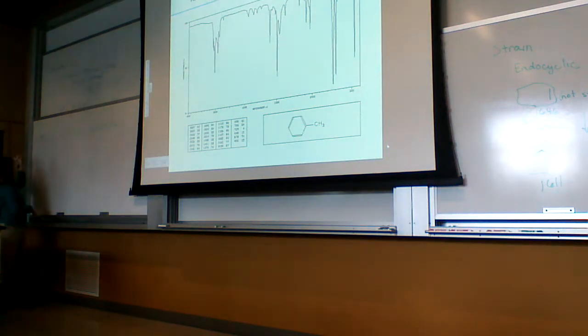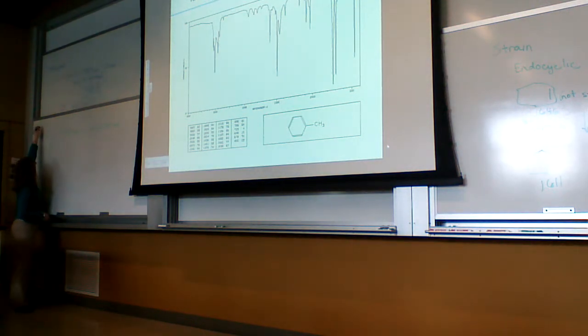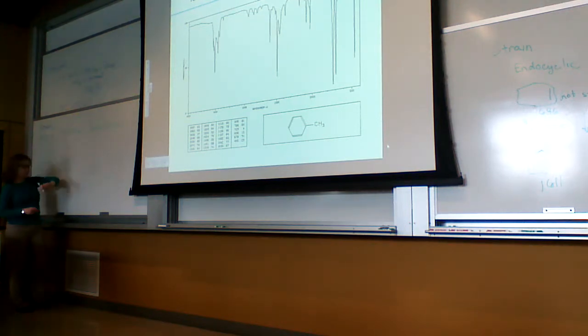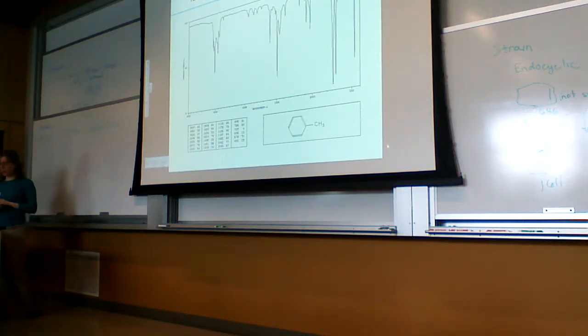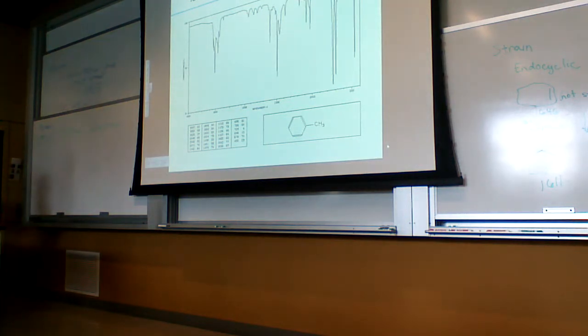Let's start editing this. Same CHs, because they are sp2 hybridized, so they're going to show up above 3000. And then we want to look at the C double bond C in an aromatic structure.